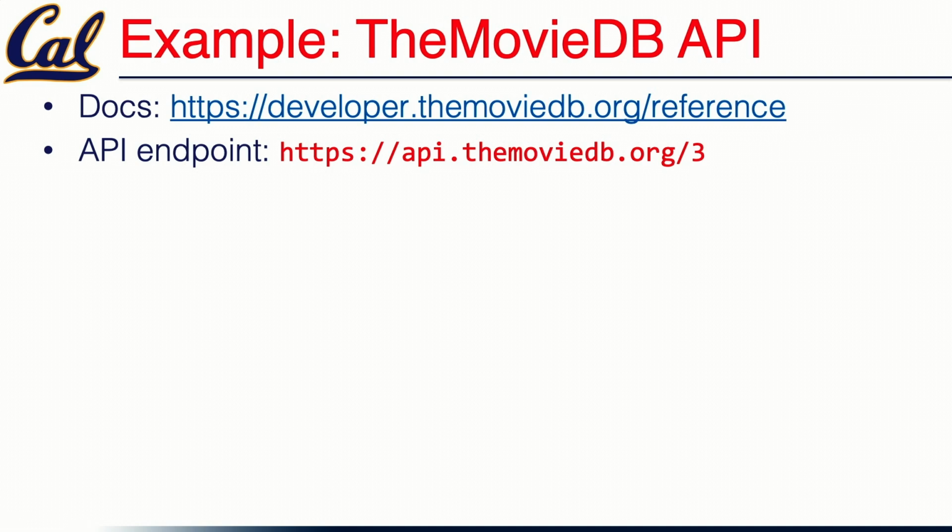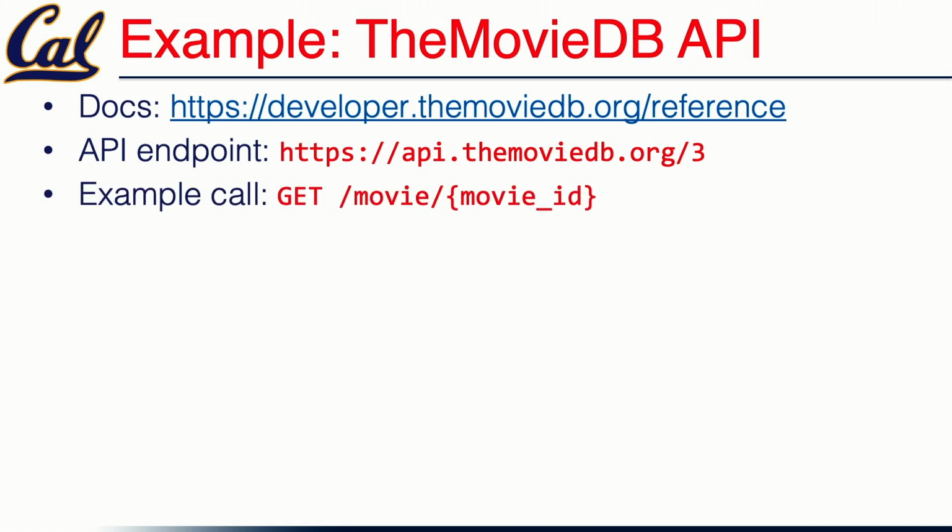So we're going to take a look at the developer page in just a moment, and we're going to do a very simple API call to get details about a movie. So let's quickly take a look at what the developer page shows.